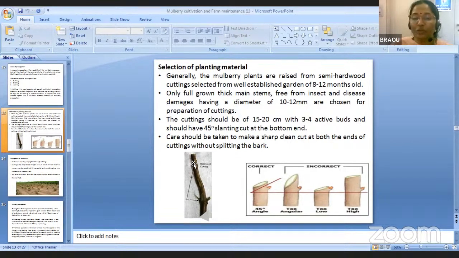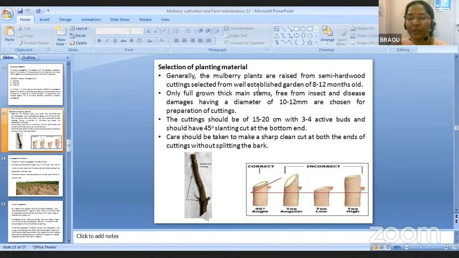So what is the correct one over here? This cutting has an exact 45 degree angle and there is space for the buds. At least two buds are necessary. Generally the mulberry plants are raised from semi-hardwood cuttings. Semi-hardwood is not very hard and not very soft. Semi-hard cutting is taken from a well-established garden, from a tree which is 8 to 12 months old, close to 1 year old.